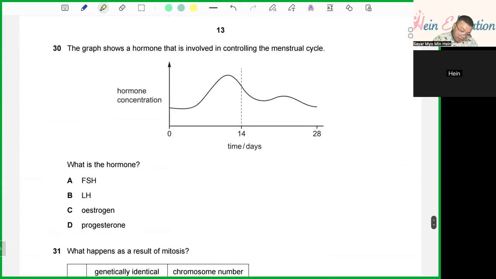And then they show the menstrual cycle. So what is the hormone? You can see that it increased before day 14. Day 14 is the day of ovulation, so before the LH secretion. So that should be the estrogen, right? Because estrogen is secreted and then it stimulates the LH and inhibits the FSH.